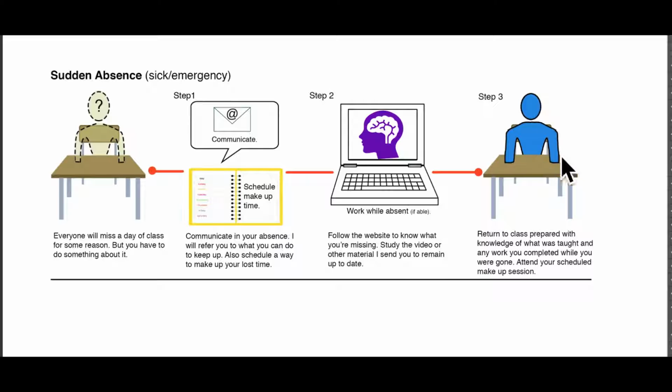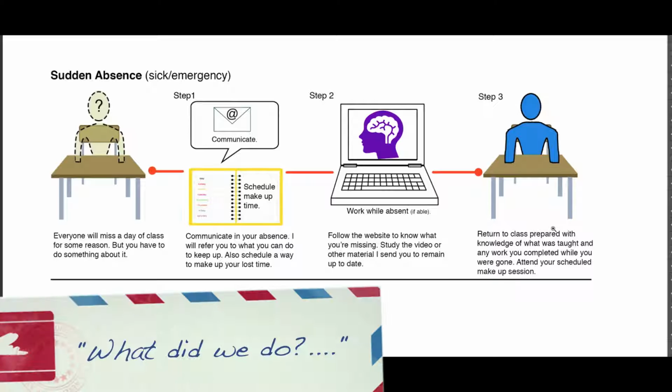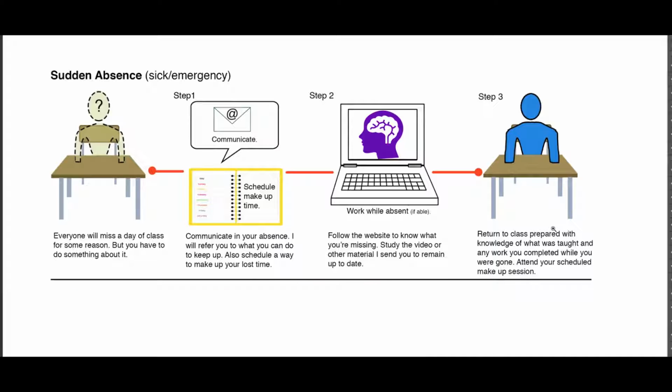Which brings us to final step three. When you return to class, be prepared with the knowledge of what was taught and also any work that you completed while you were gone. Again, if things were outside of your control, you and I would have communicated about that, and I would have worked with you to help you make sure that you're not behind when you return. If there was nothing you could do in your absence, then you would have scheduled that makeup time or a reteach session or a tutoring session to have the knowledge. What you want to avoid is showing up in class and asking me this question: what did we do when I was gone? You should know that when you return and have done something to patch that or have something planned to patch that.